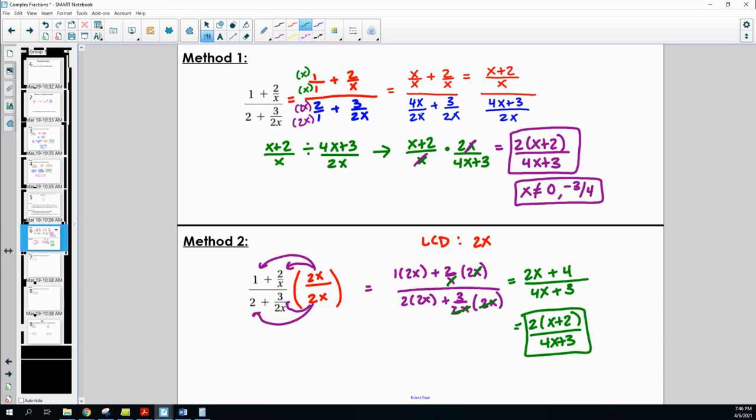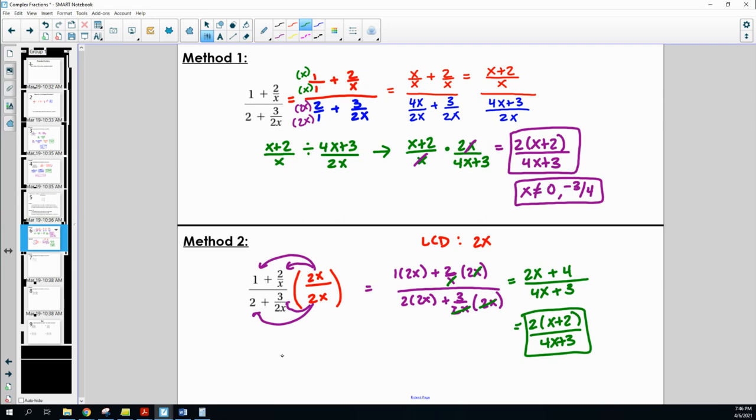But you can see that there's a little bit less steps involved. And typically, I won't necessarily write this out here. I'll just kind of go ahead and cancel out the things that cancel out. So once you get comfortable with this method, if you choose to use this method, you'll see that it's actually a little bit faster than this as well. And our restrictions are just going to be the same as from method 1.